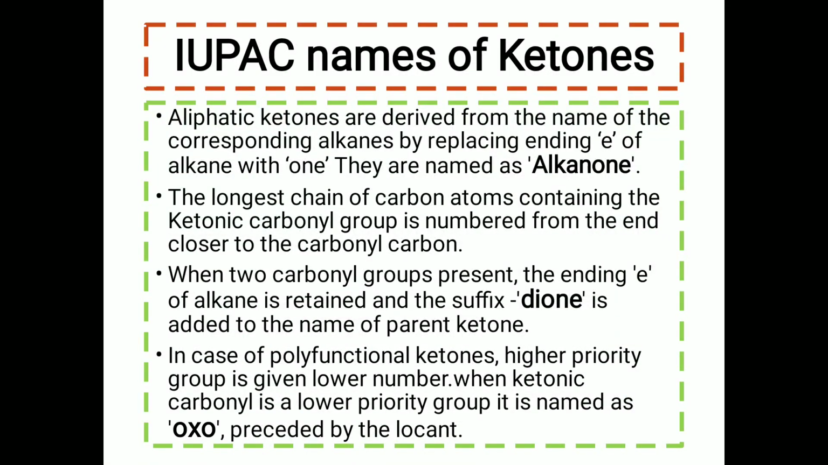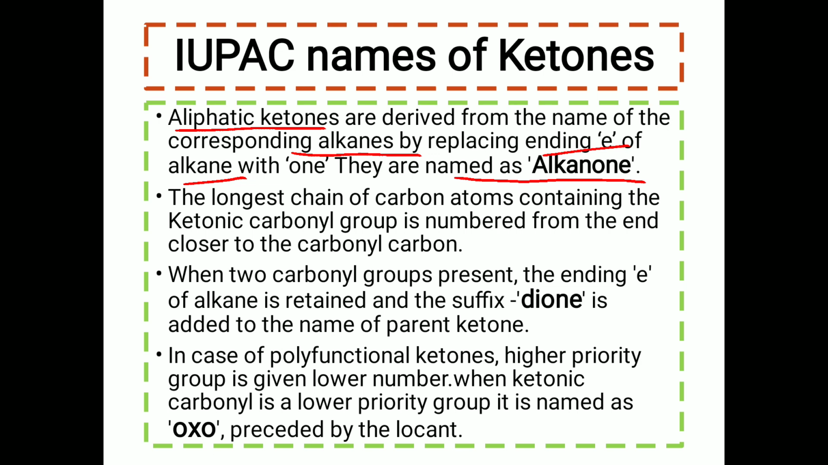Now as we found there are some general rules for the IUPAC names of the aldehyde and carboxylic acid, there are also some rules for the IUPAC names of the ketones. These rules are: the aliphatic ketones are derived from the name of the corresponding alkane by replacing the ending E of the alkane with ONE, that is, ketones are named as alkanones. For example, when the ketone contains 3 carbon atoms, the IUPAC name, as it contains 3 carbons, is propane. So in the case of a ketone, propane is named propanone.